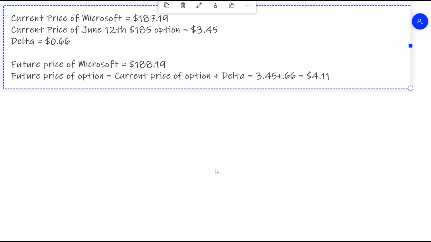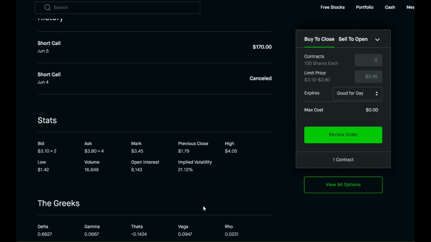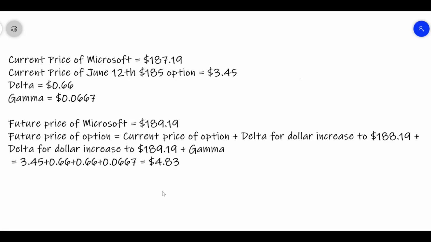Gamma gives us the rate of change in delta. So the price of Microsoft is at $187.19. The price of the option is sitting at $3.45. Delta is 66 cents and gamma is 6 cents, 0.0667. We already spoke about the future price of that option when Microsoft moves up by $1. That means it goes to $188.19.